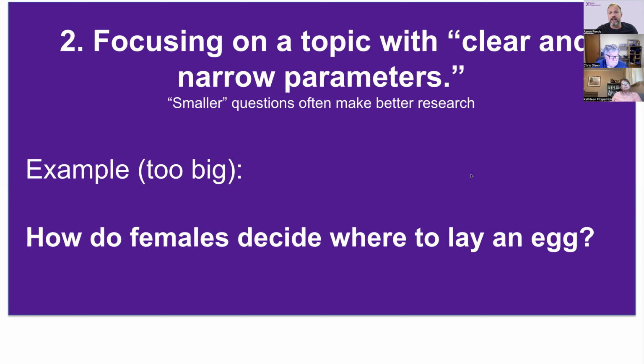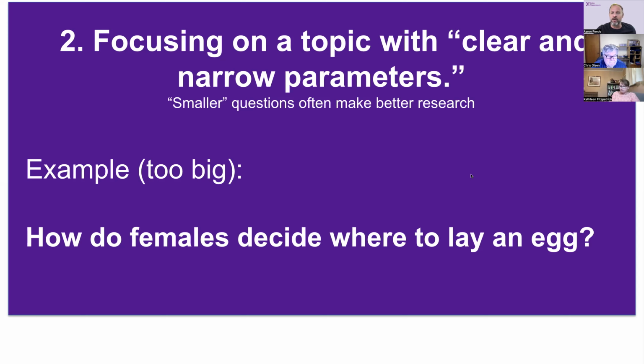As an example, the question as it started, too big, was: how do females decide where to lay an egg? So this was a research question that we had. But there's a lot of reasons why this is a big question. One, it doesn't even specify a species. So there's quite a bit of variation in the animal kingdom. There are quite a lot of species that have egg-laying females. This might not be a question we can answer in a general manner. It needs to be asked more specifically.